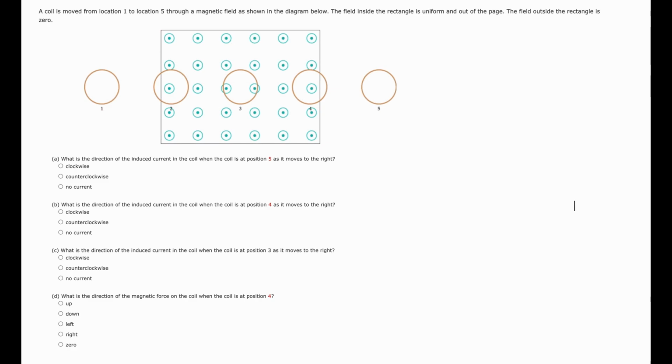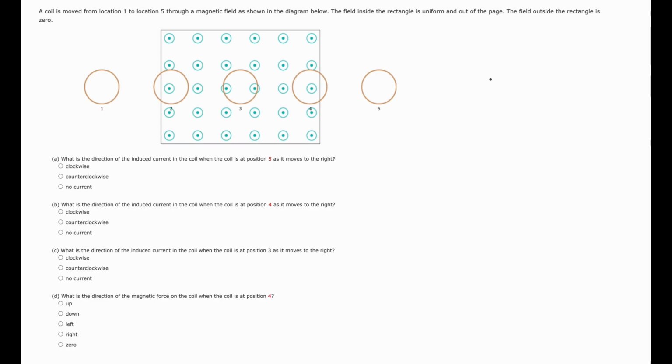A coil is moved from location 1 to location 5 through a magnetic field as shown. The field inside the rectangle is uniform and directed out of the page, and the field outside the rectangle is 0. What would be the direction of induced current in this coil when the coil is at position 5 as it moves to the right?